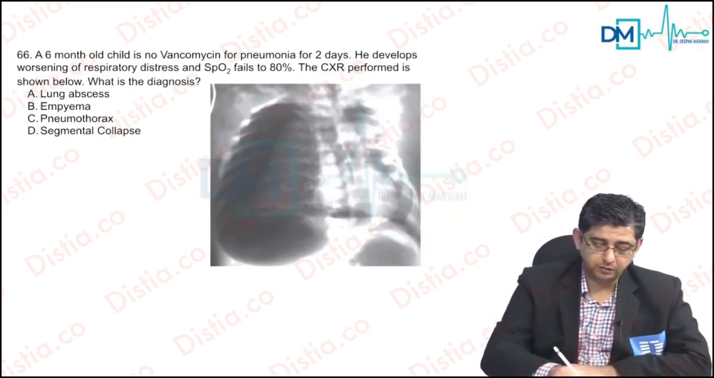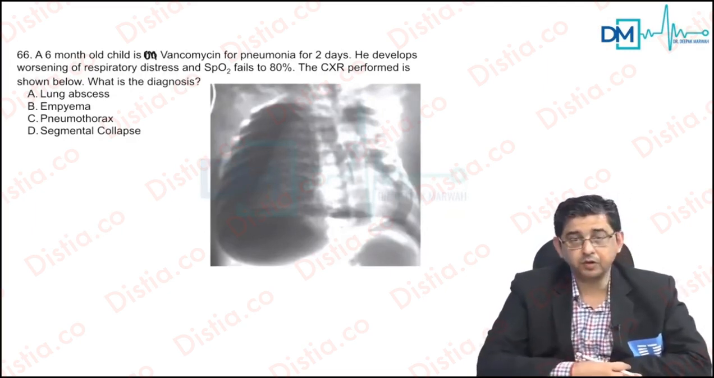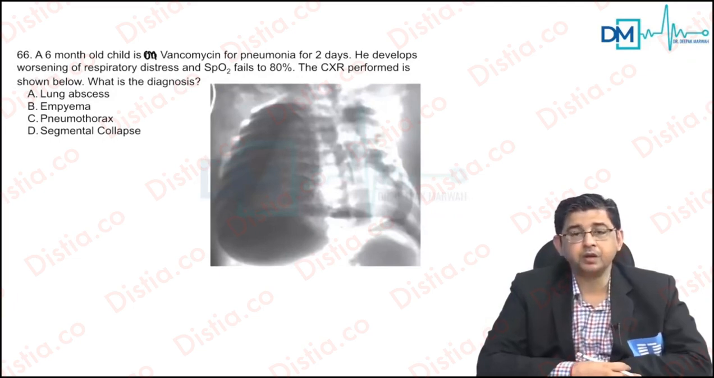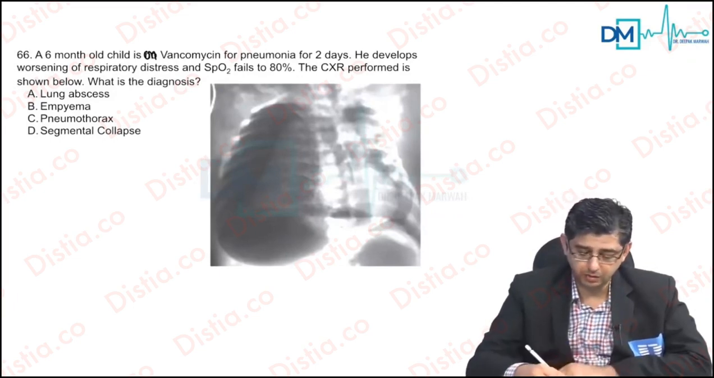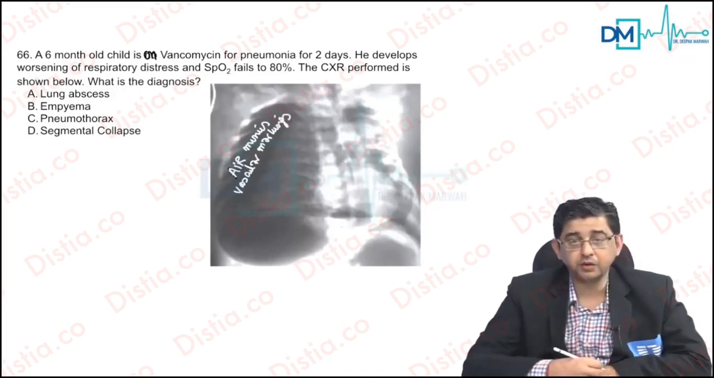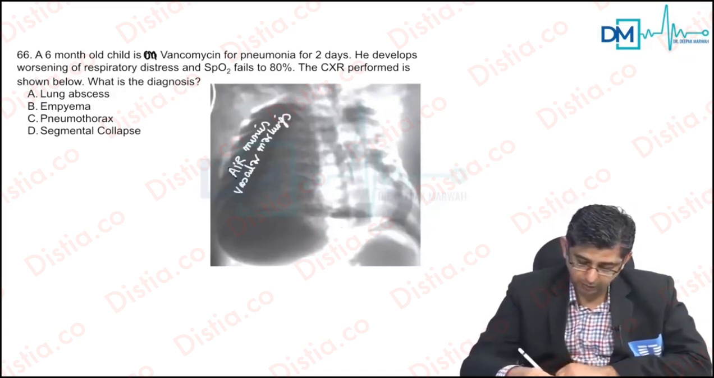A 6-month-old child is on vancomycin for pneumonia for 2 days, and he develops worsening of respiratory distress and SpO2 falls to 80%. The chest X-ray is performed, and what does the image show? Well, if you look at this image, you can see this very clear, distinct air present in the chest cavity. This is minus any vascular markings in this particular part of the X-ray. There are absent vascular markings, and then you can see a normal lung border.